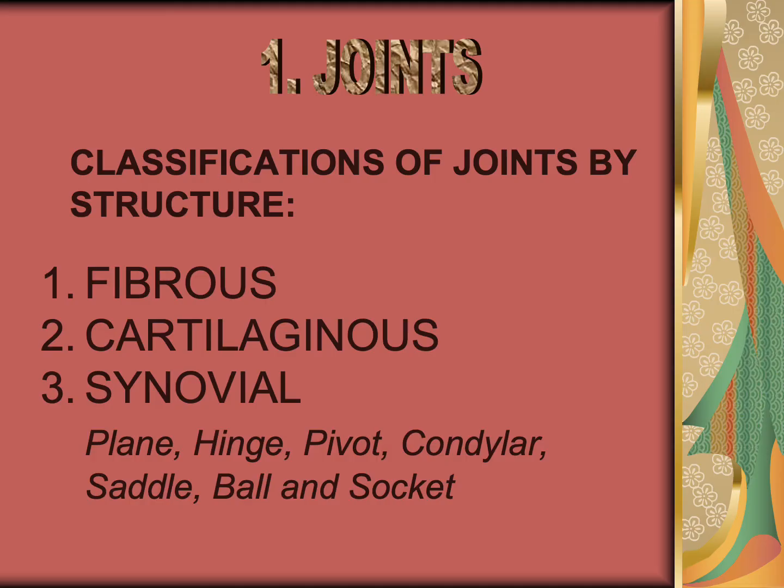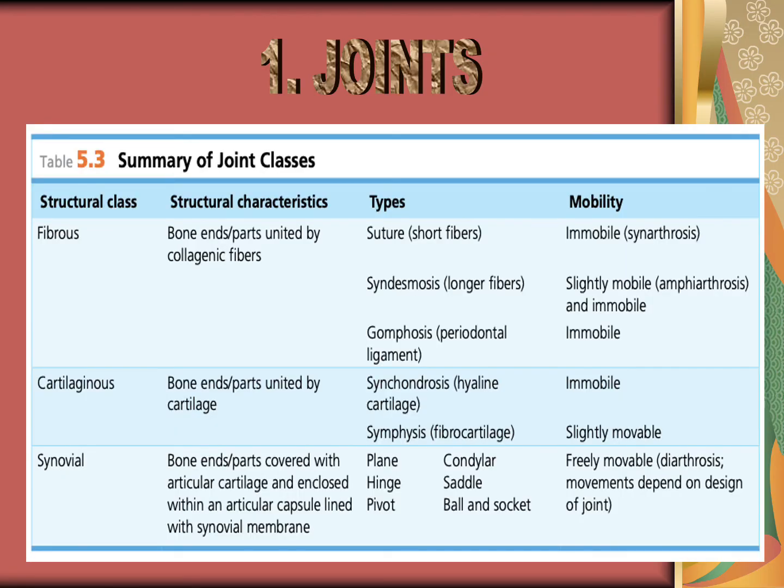So the diarthrosis or the synovial joints are the plain joints. They can be found in the wrist. The hinge joints can be found in elbows, ankle, and the phalanges. The pivot synovial joints are those in the radius and ulna. The condylar are found in the knuckles. Saddle are those joints in the thumb, and the ball and socket joints are those joints found in the shoulder and the hips. So again, here's a summary of the joint classes, whether they are fibrous, cartilaginous, or synovial joints.